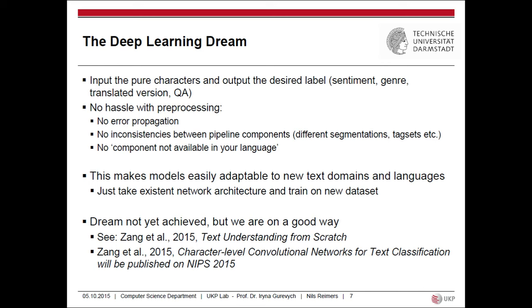So in deep learning, in the ideal case, you work on characters. This makes models easily adaptable to new text domains and languages. You just take the existing network, which works for question answering in English, train it on Japanese, and you're done. This is not yet achieved, but there's a really interesting paper, Text Understanding from Scratch, or the extended version, Character Level Convolutional Networks for Text Classification, which will be published at NIPS 2015 in December.